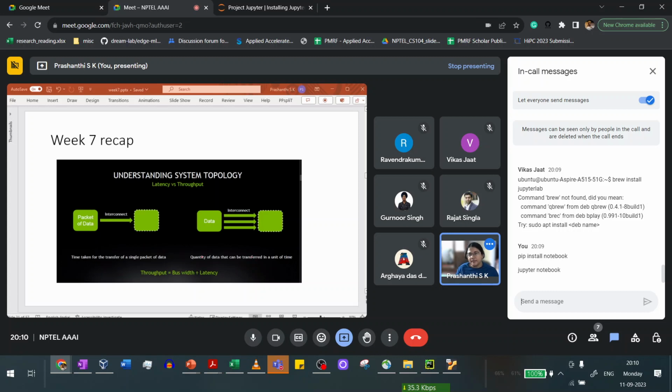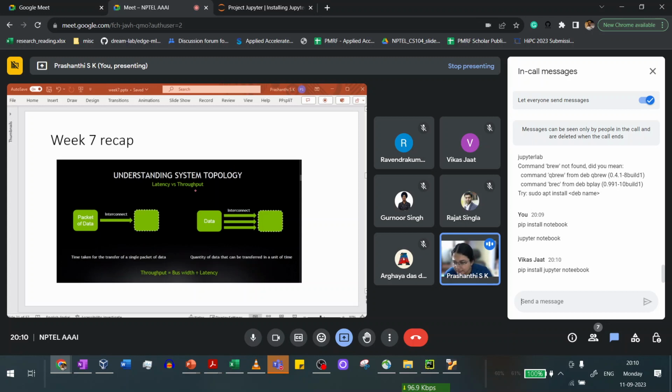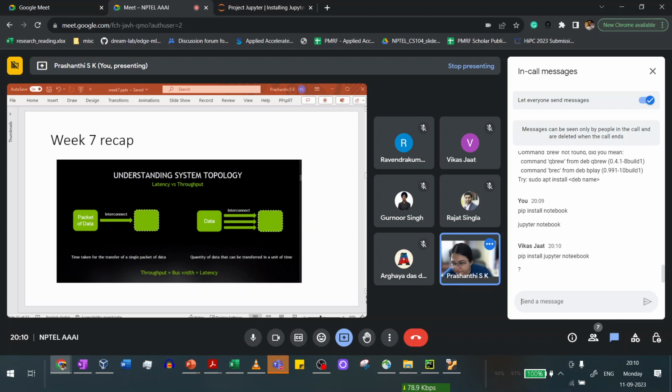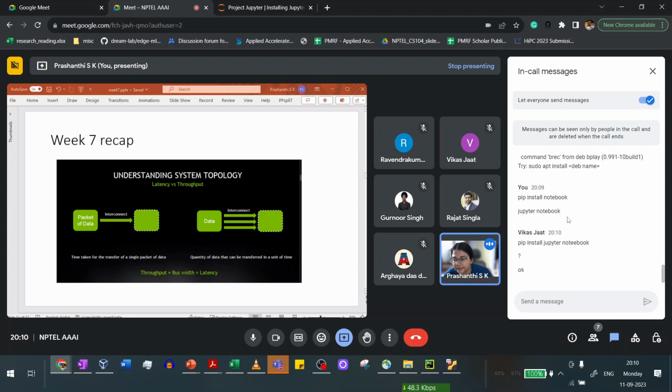Okay, so let's continue with the recap. When it comes to system topology, no, just pip install notebook. The two commands that I've pasted just above, you can just paste them and try running them.